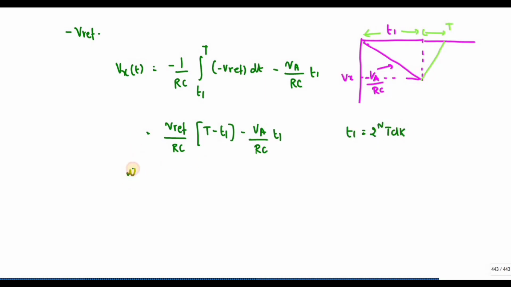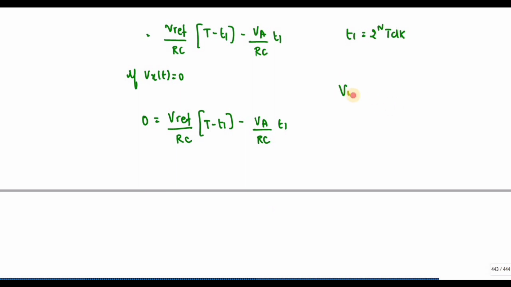So if Vx of t is equal to 0, so at this point Vx of t is equal to 0, so 0 is equal to V reference by RC into (T minus T1) minus VA divided by RC into T1. So V reference divided by RC into (T minus T1) equals VA divided by RC into T1. So these two get solved. So I can write my VA is equal to V reference divided by T1 into (T minus T1).